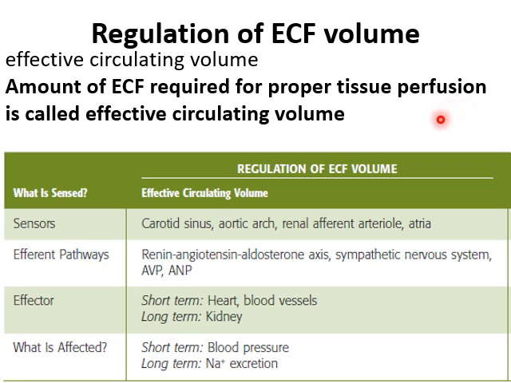Whenever there is a fall in effective circulating volume, it activates four mechanisms for regulation of this volume. The sensors for this effective circulating volume are the carotid sinus, aortic arch, renal afferent arterioles and atria. These are the four. And the efferent pathways are also four: the renin angiotensin aldosterone axis, sympathetic nervous system, arginine vasopressin release and atrial natriuretic peptide release. When these four mechanisms are activated, they increase the blood pressure and also retain sodium in the renal tubules.